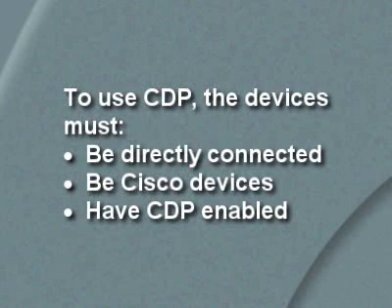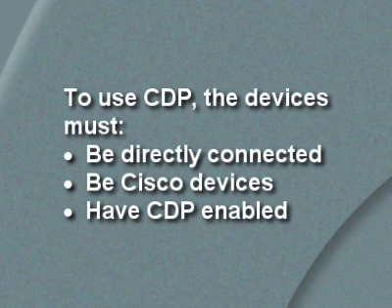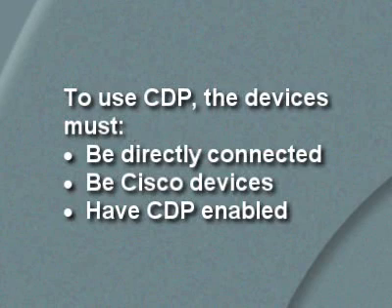Now let's talk about Cisco Discovery Protocol, or CDP. CDP is a proprietary Cisco utility that gives you a summary of information about neighboring devices. Those devices must be directly connected and they must be Cisco devices. They must also have CDP enabled. CDP operates at layer 2.